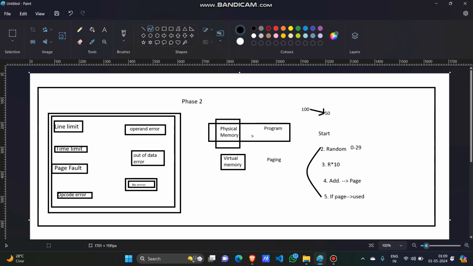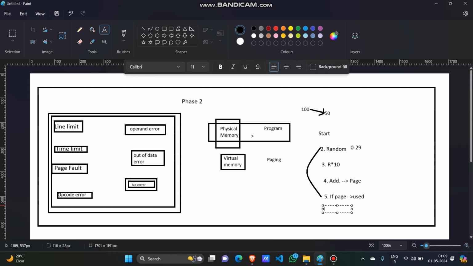But what if my page is not used? Then I know that I can do whatever I want in that space. Now I would choose that page, and there would exist my page table. So this is the paging mechanism that we have to consider while we are implementing phase 2 of the operating system.